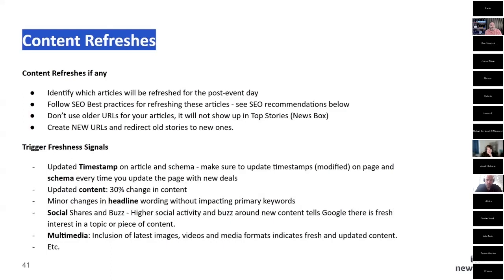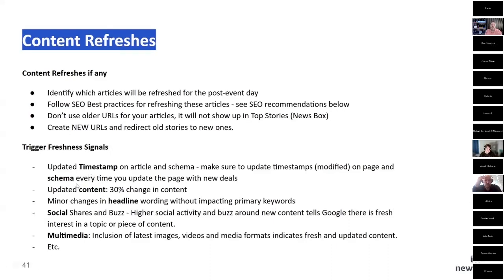Content refreshes, I mentioned this. Identify if there's any evergreen articles in the past that you want to refresh. Make a decision, do you want to update the URL or not? Usually for evergreen, I like to keep the URL as is, but update the content and make it fresh, update the timestamp, add the media. These are all the freshness triggers, right?